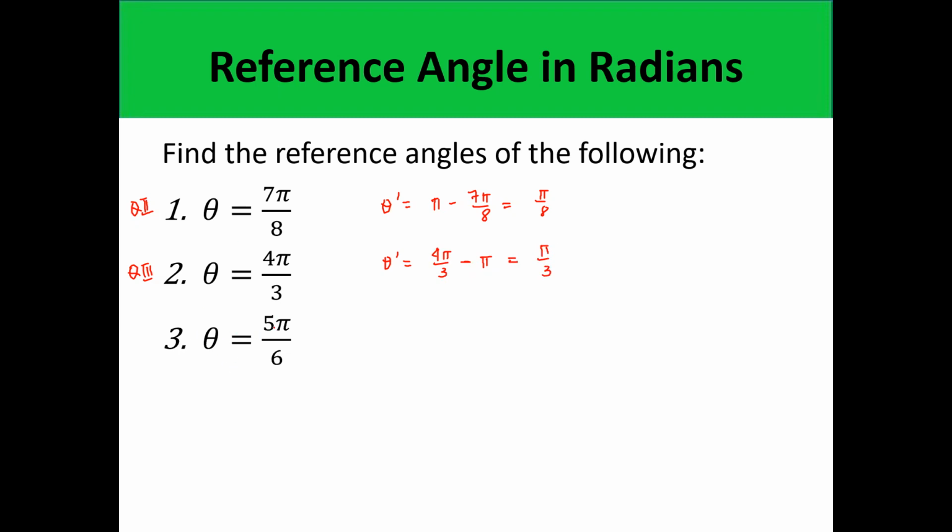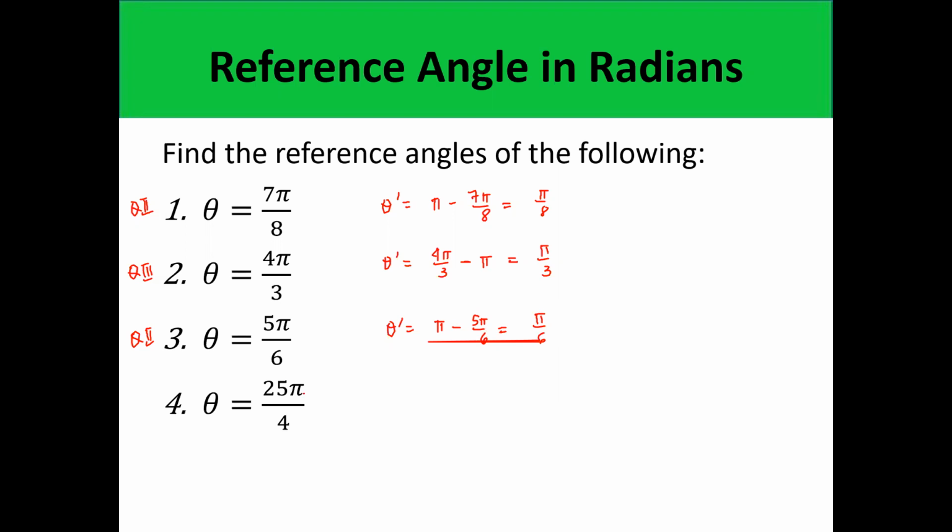Third, theta equals 5 pi over 6. This angle is also in quadrant number 2. It's between pi over 2 and pi. So the reference angle would be pi minus the given angle theta, which is 5 pi over 6. So combining these two, we will be getting 6 pi minus 5 pi over 6, which is pi over 6.